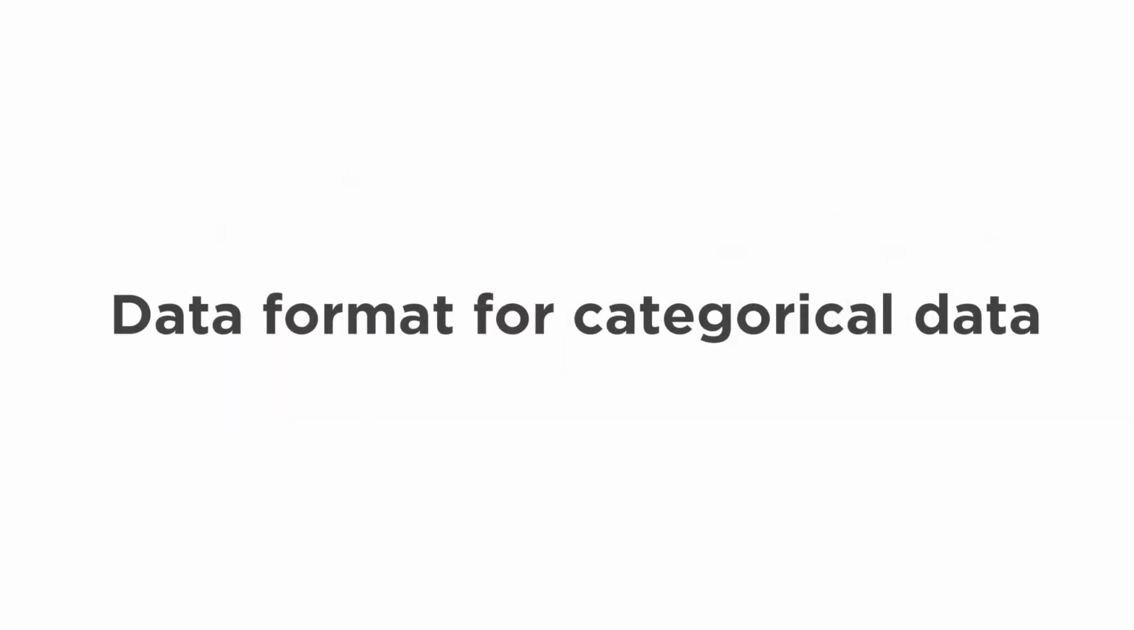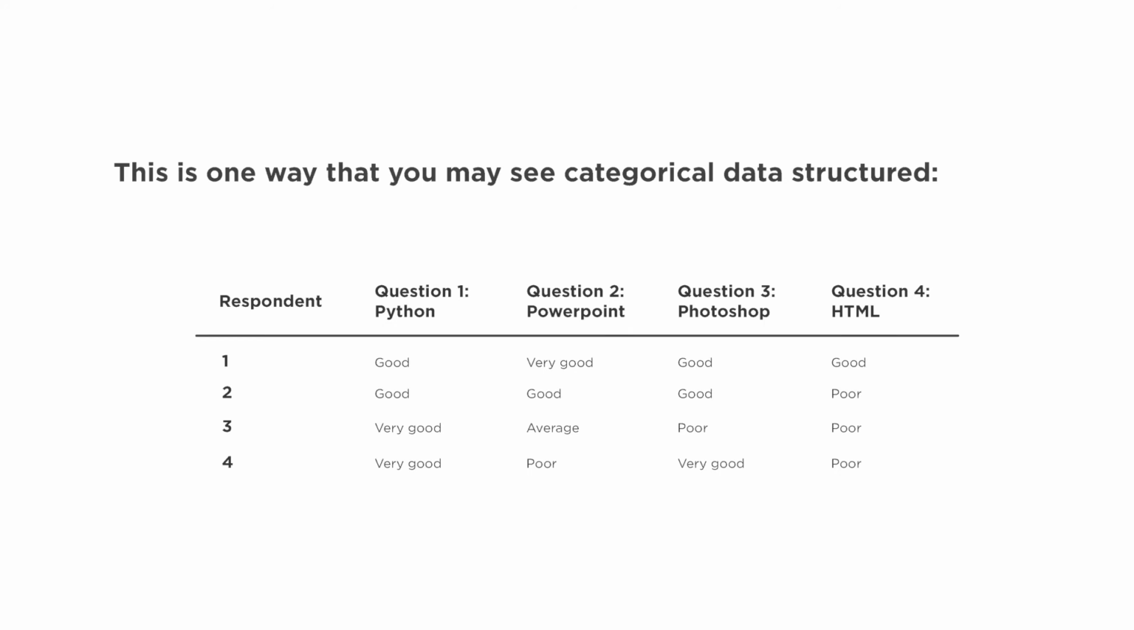Example 1. Data format for categorical data. Whether you're creating a vertical, column, stacked, or horizontal bar chart, the format of your categorical data matters. This is one way that you might see categorical data structured. Each question is listed as a column or a variable, and each survey respondent is listed as a row or an observation. How would you visualize this data?